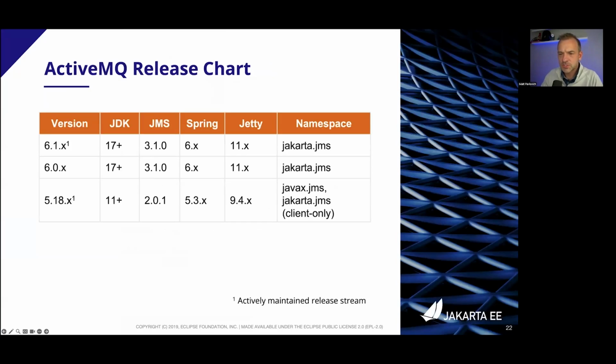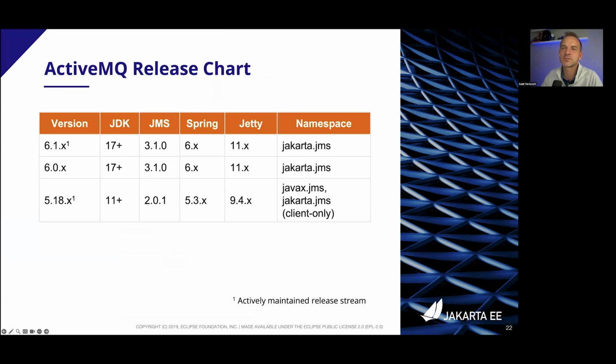So this is the release chart today. ActiveMQ 6.0 was the first Jakarta-based broker release, and we've since released a 6.1. 6.0 was released about a year ago, November of '23. Currently, the two live release streams are the 6.1 and the 5.18. And you can see here how we're aligning the release versions, JDK, key specs, and what we're calling major dependencies.